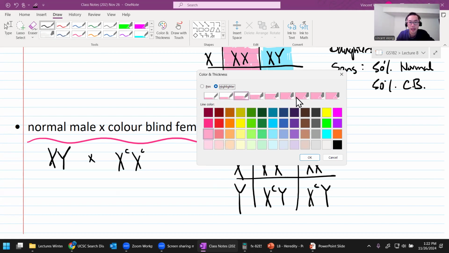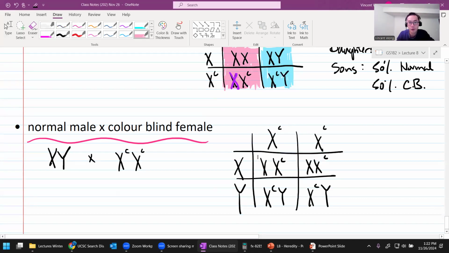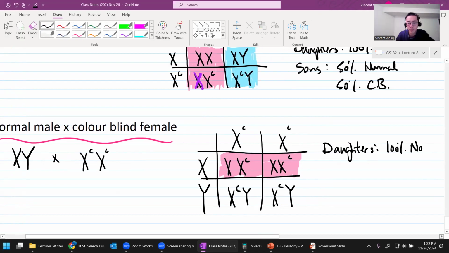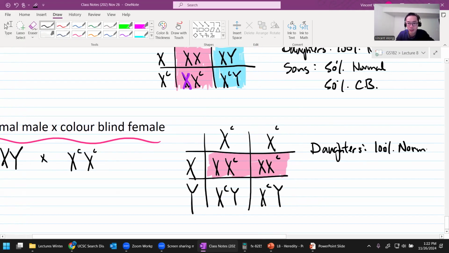So what do we have? Well, for the daughters, they are all going to be okay. And this again shows you why, if it's recessive, it's unlikely for the females to be affected. Okay, so daughters, 100% normal. They will all be carriers, but they will not have color blindness.